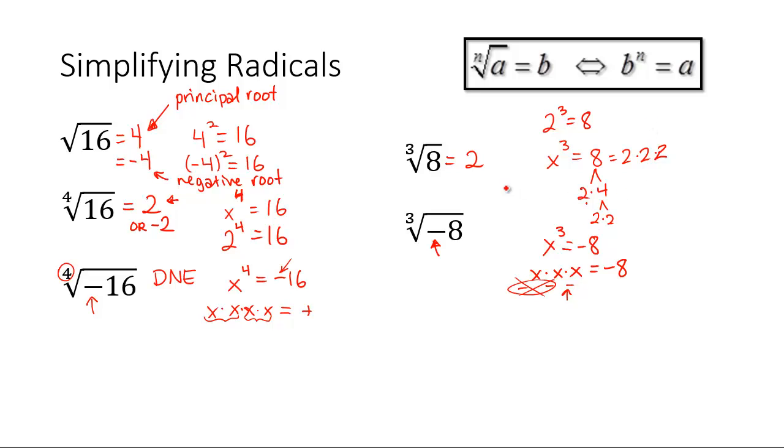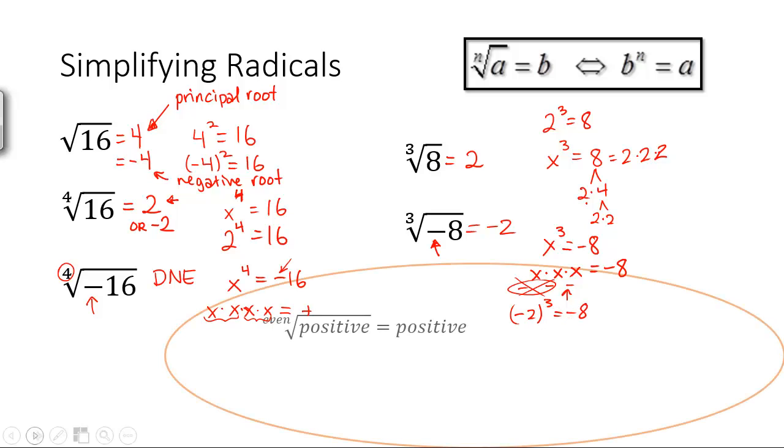But what number do we need? Well, it's a 2, right? So negative 2 would be the answer there, and that's because negative 2 cubed is negative 8. So we can notice that we have a few observations to make here.